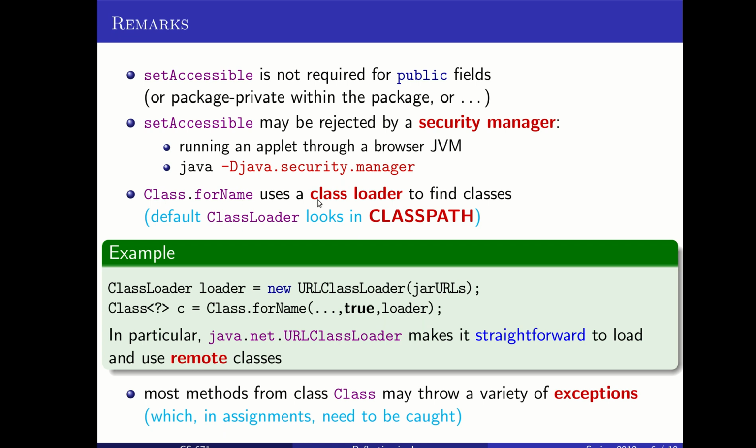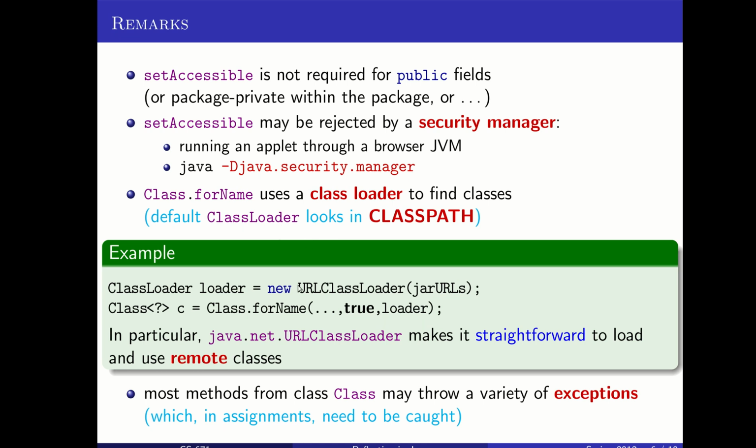And the class.forName, as I mentioned before, uses a class loader. The default class loader is the one that looks in your class path. So whatever your class path is defined as, for instance, if JUnit is included in your class path, like we do in this class, then you could load up JUnit classes using the class loader.